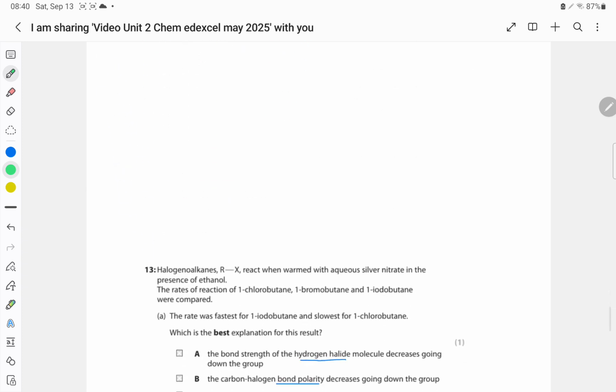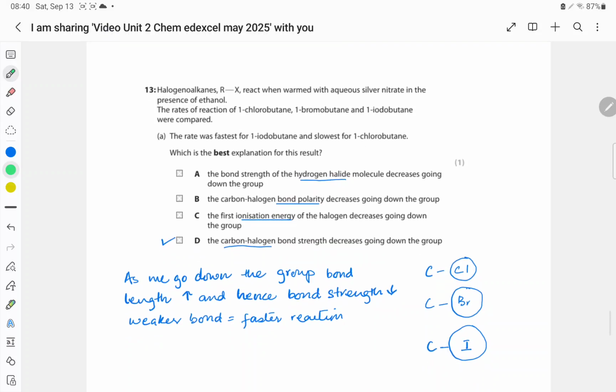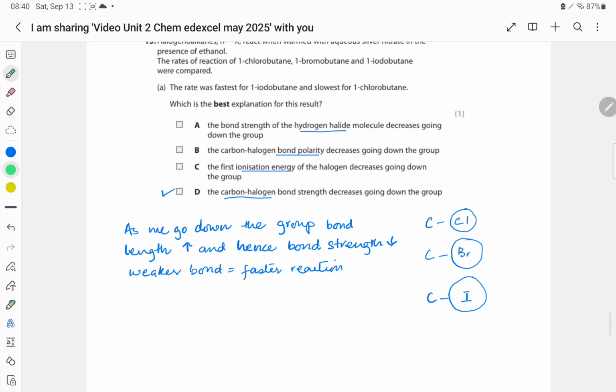Okay, moving on to the next question that says halogenoalkane RX reacts when warmed with aqueous silver nitrate in the presence of ethanol. The rate of reaction of 1-chlorobutane, 1-bromobutane and 1-iodobutane was compared. The rate was fastest with iodo and slowest with chloro. So which is the best explanation for the result?